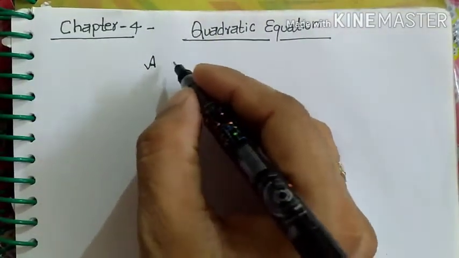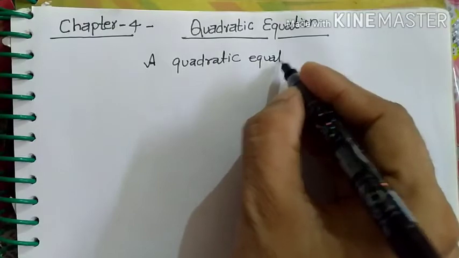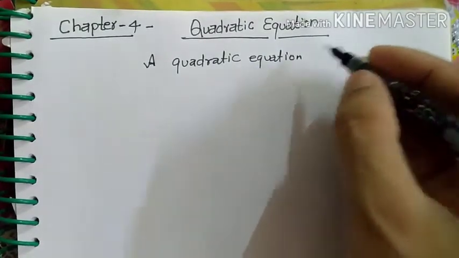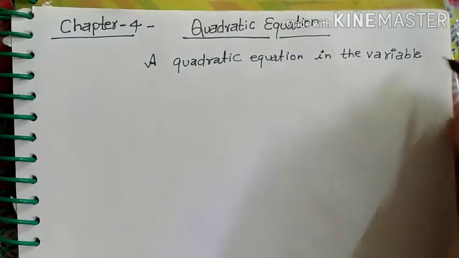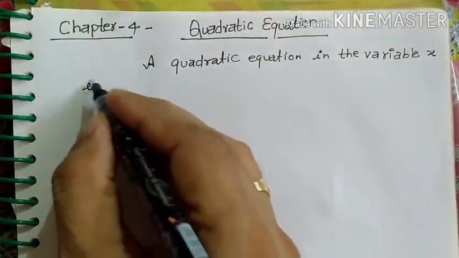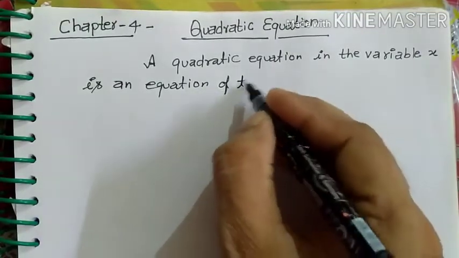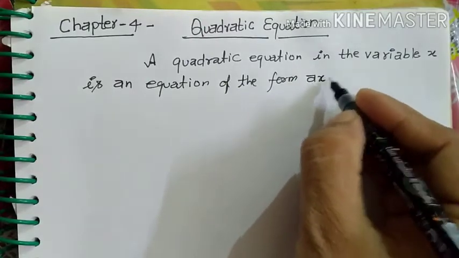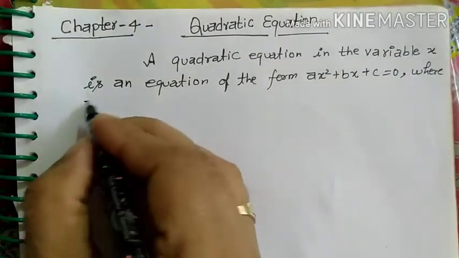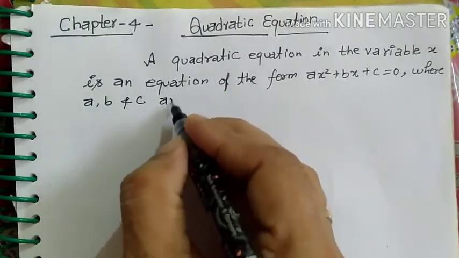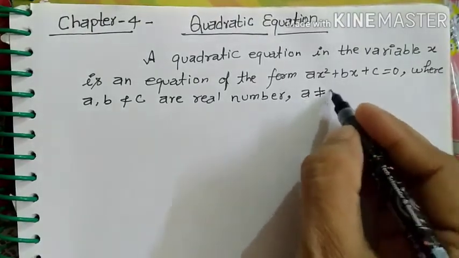So we can say that a quadratic equation in the variable x is an equation of the form ax square plus bx plus c equals 0, where a, b and c are real numbers and a can never be equal to 0.